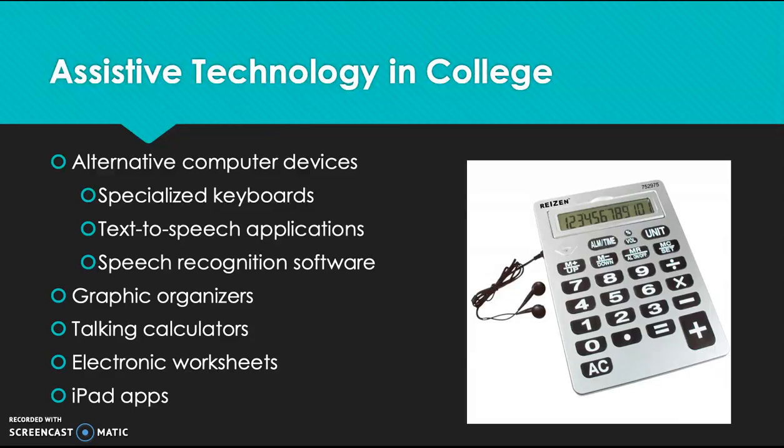There are many different types of assistive technology that can be used in college to help students with disabilities better access learning. Alternative computer devices such as specialized keyboards, text-to-speech applications, and speech recognition software are all great aids students with disabilities can use. Other types of assistive technology that can be used in college are graphic organizers for literature and writing, talking calculators, electronic worksheets, and a variety of iPad apps.